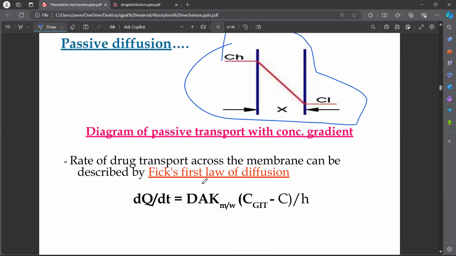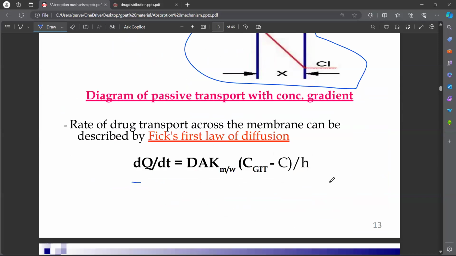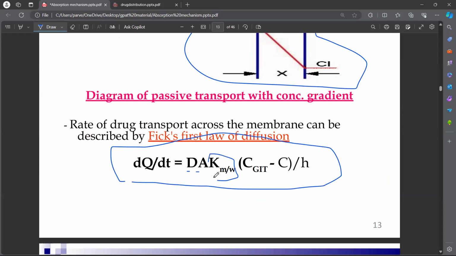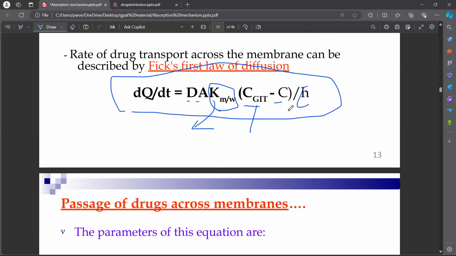It depends upon Fick's law of diffusion, which is given by dQ/dt equals D A Km/W (C GIT minus C blood) divided by h. Here D is the diffusion coefficient of the drug, which is a molecular property of the drug and differs from drug to drug, A is the surface area, Km/W is the partition coefficient, C GIT is the concentration in the GIT, C is the concentration in the blood, and h is the thickness of the membrane.